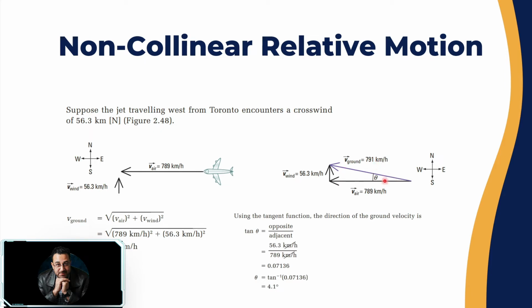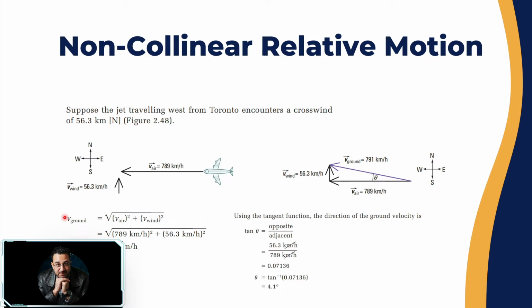Now, in order to know the direction of the v ground, we need to find theta. And if we want to know the value of the v ground, we just take the square root of vx squared plus vy squared. If you remember, that's v air squared plus v wind squared, or vice versa. That would give you 791 kilometers per hour. That's the value of v ground.